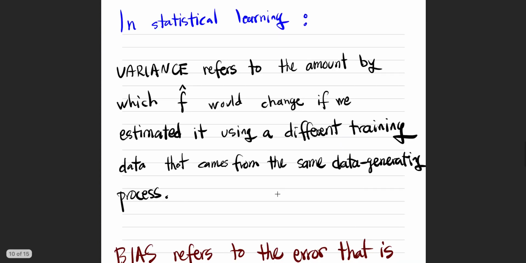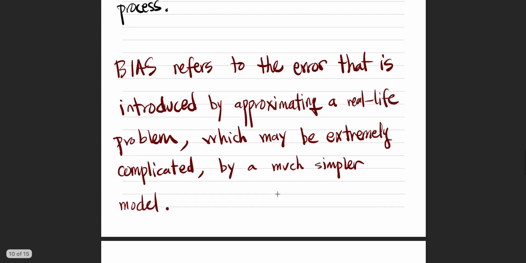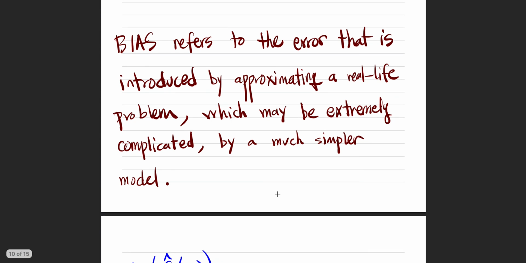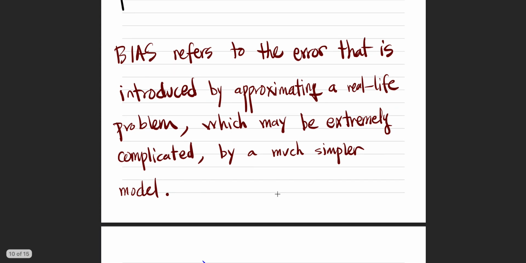Okay. So bias, now on the other hand, we have bias, which refers to the error that is introduced by approximating a real-life problem, which may be extremely complicated, by a much simpler model.